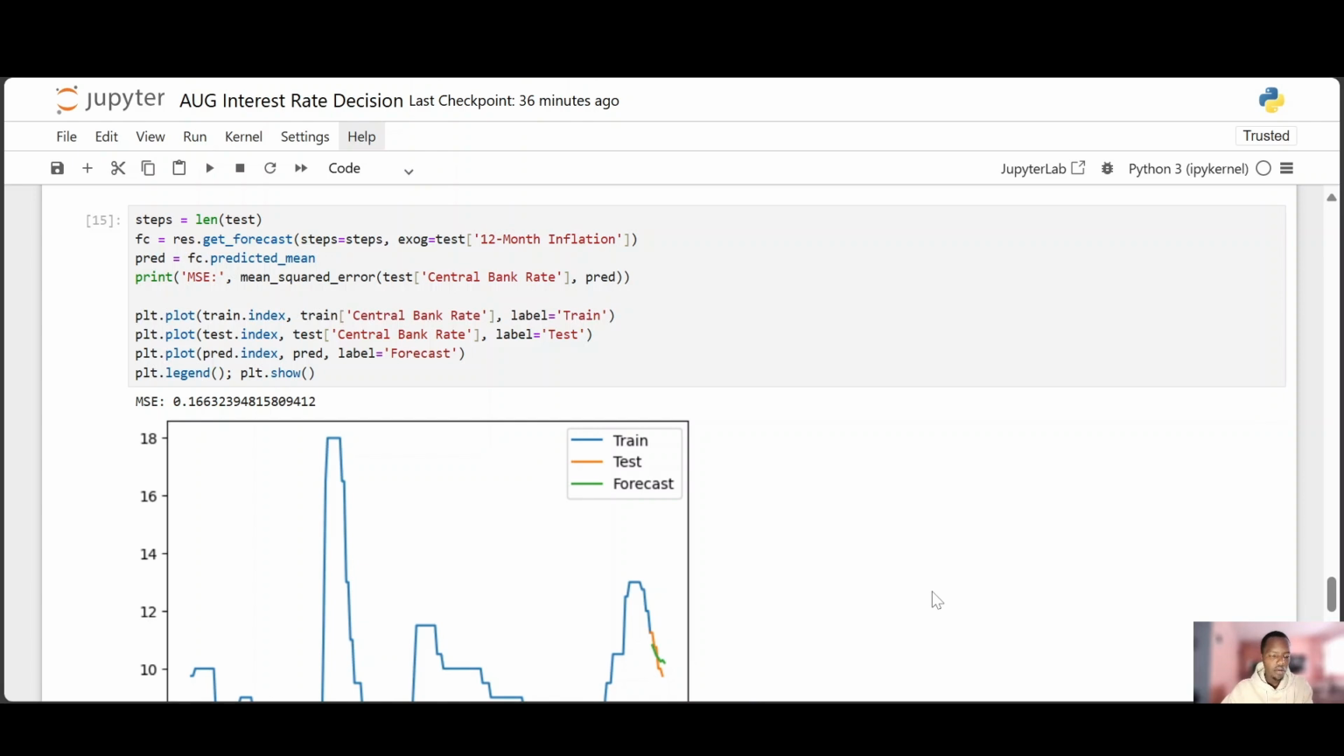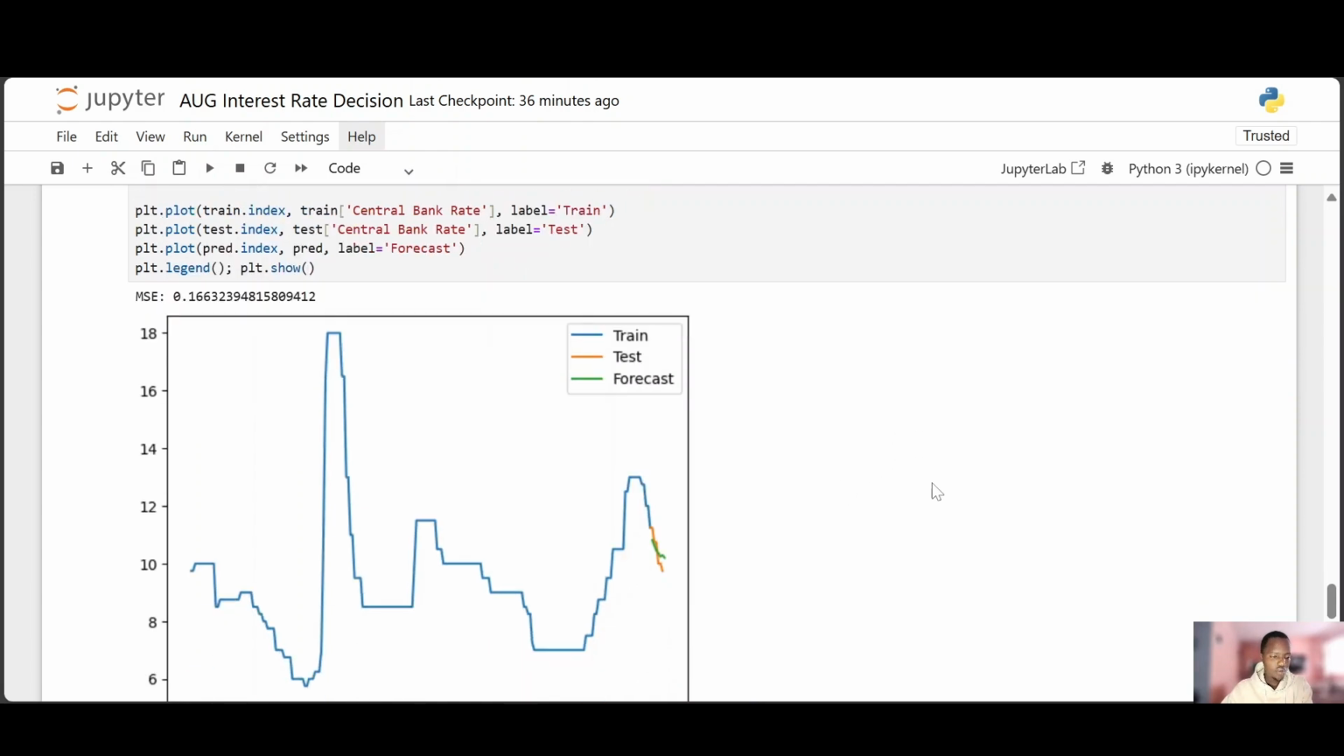Okay, so the mean squared error, the MSE, is 0.1663. What we use is the RMSE, the square root of the MSE, which is approximately 0.167 or 0.17. So the square root is around 0.4 something. This tells me that the difference between the actual value and the predicted value is about 0.4.